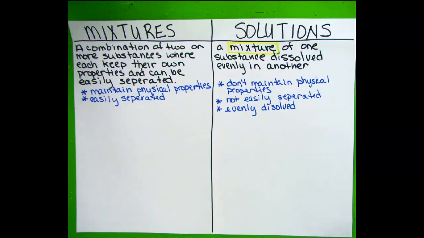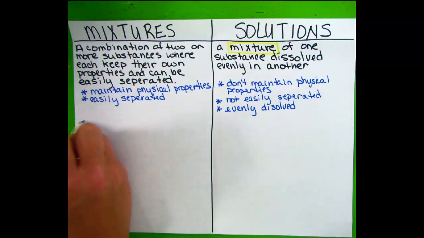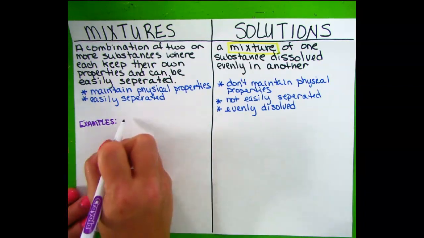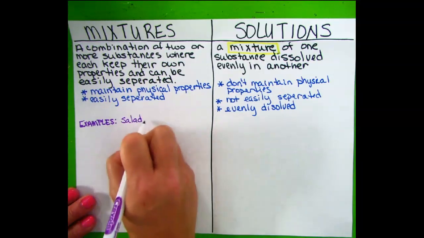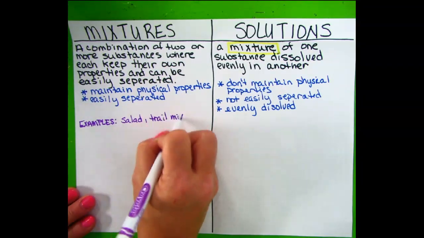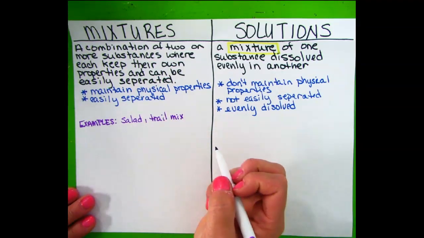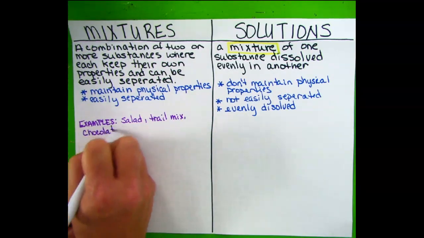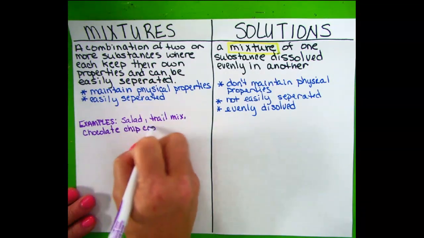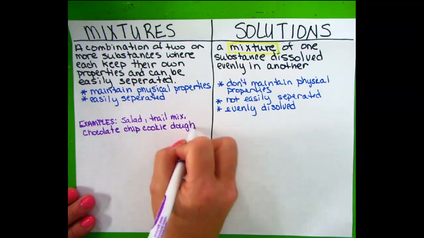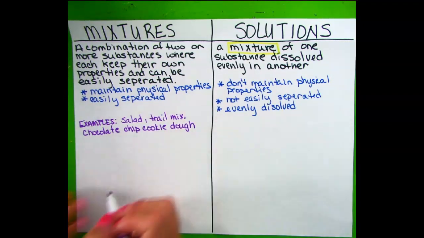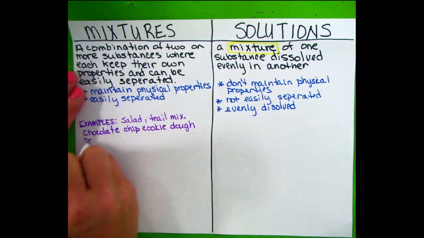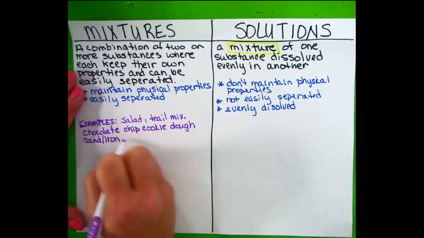All right, some examples of mixtures and solutions. Some examples of mixtures would be a salad, trail mix, chocolate chip cookie dough, sand and iron and water.